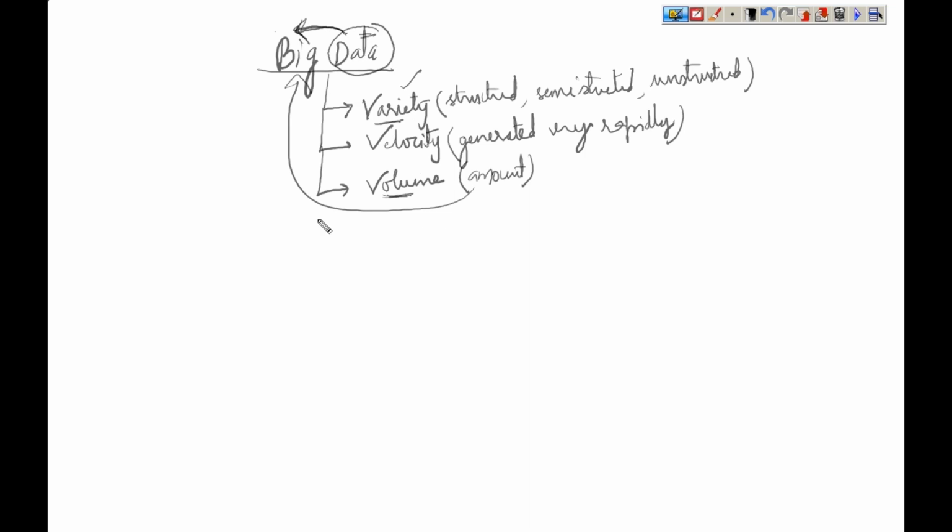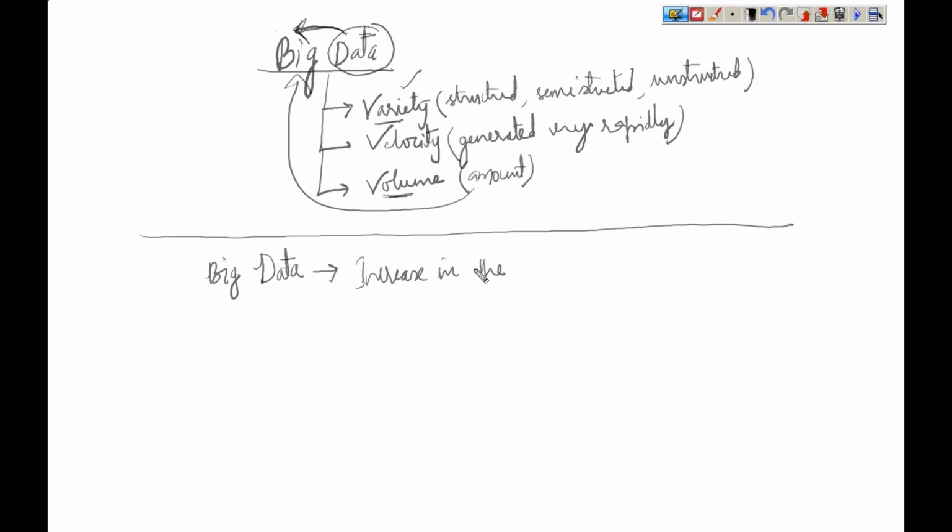Now, what is the problem with this big data, and what does the industry want to do with it? Let us see. Why is there such a huge demand for big data? The main thing is the rapid increase in the digital world.